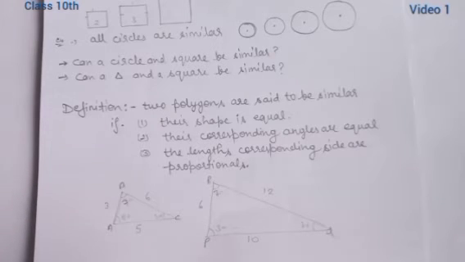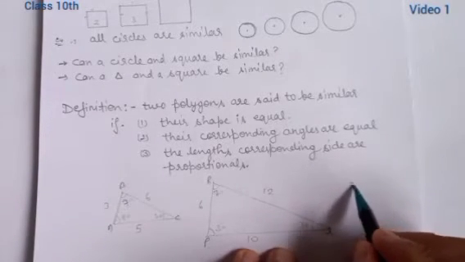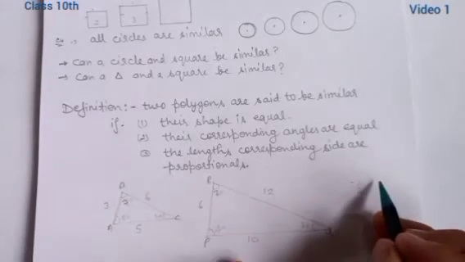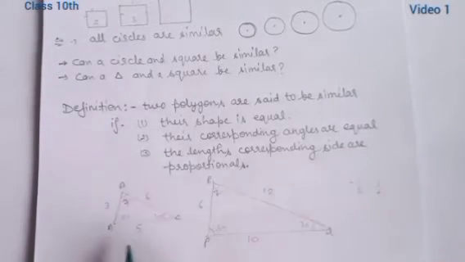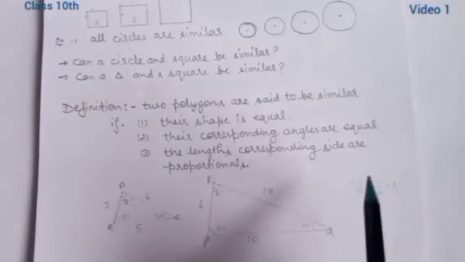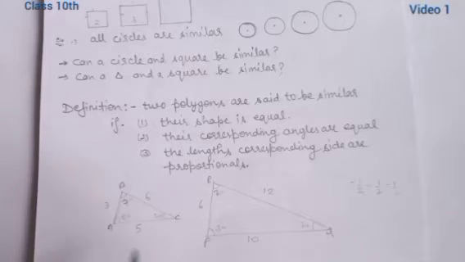Now check whether the lengths of the corresponding sides are proportional or not. So you can say AB upon PQ, 3 upon 6 is 1 upon 2. The ratio we are getting here is 1 upon 2. Second, 6 upon 12, again 1 upon 2. And then 5 upon 10, again 1 upon 2. So yes, the lengths of the corresponding sides are proportional. So this means these triangles are said to be similar.